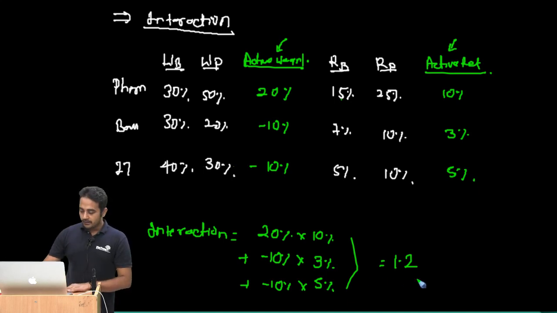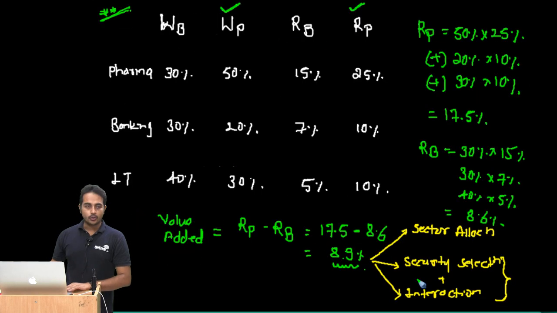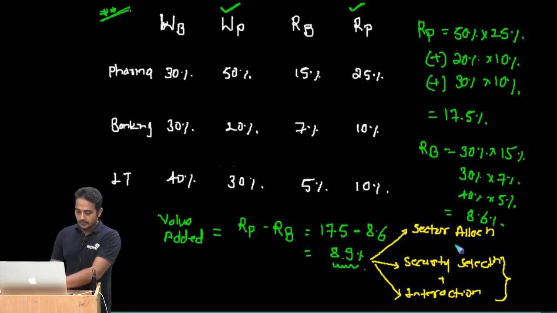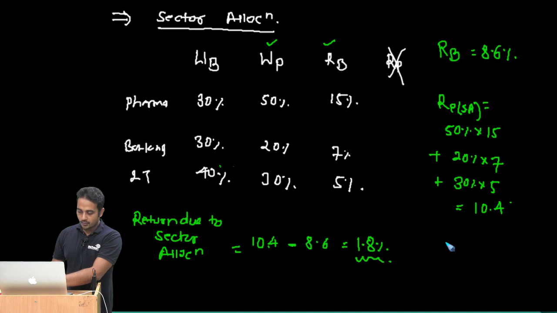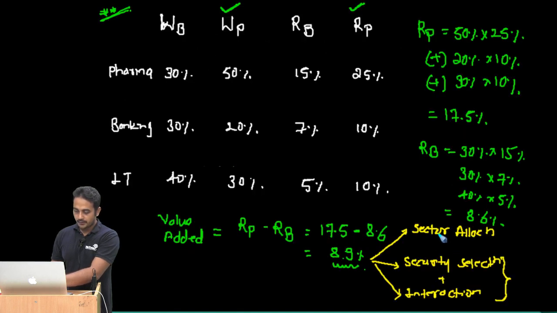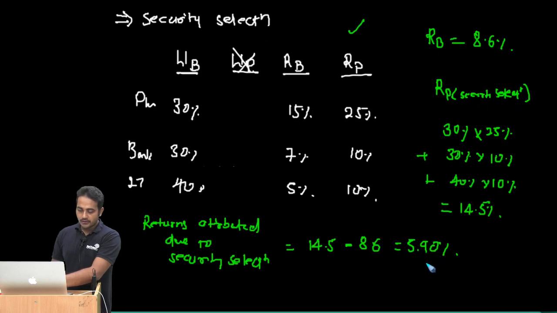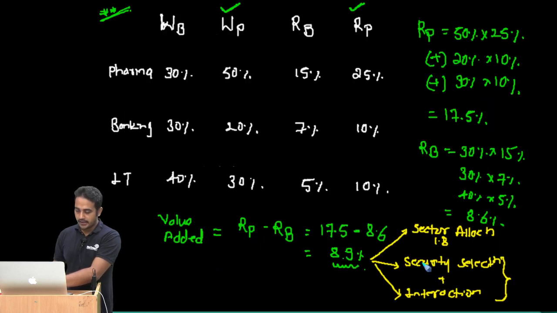Now we go back and fill in the blanks and check if it's totaling up. So sector allocation was 1.8. So I'm going to write that here. Security selection was 5.9.